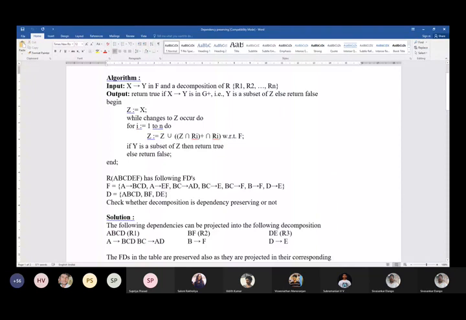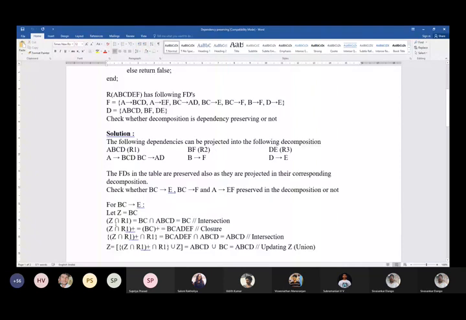Let me try to solve this problem. Let me show you how to check whether a dependency is preserved in a decomposition. So consider a relation R with attributes A, B, C, D, E, F, right? It has the following functional dependencies: A determines B, C, D, A determines E, F, B, C determines A, D, B, C determines E, B, C determines F, and so on. And it is decomposed into three fragments: A, B, C, D, B, F, and D, E.